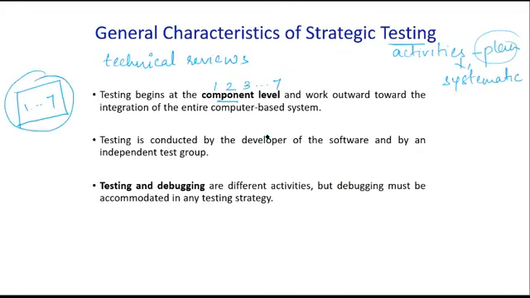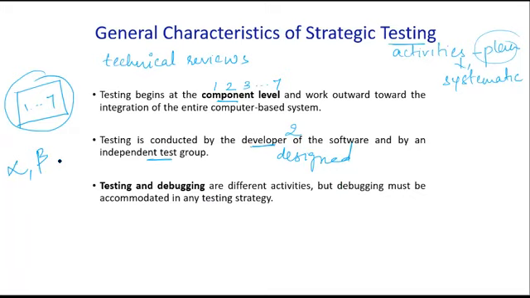Now, testing is conducted by the developer of the software and by an independent test group. There are two parties that are going to conduct the test: the developer, that is the one that has designed your software, and another independent test group. Here we'll be studying two different types of testing, alpha testing and beta testing. One is done by the developer and one is done by the customer.